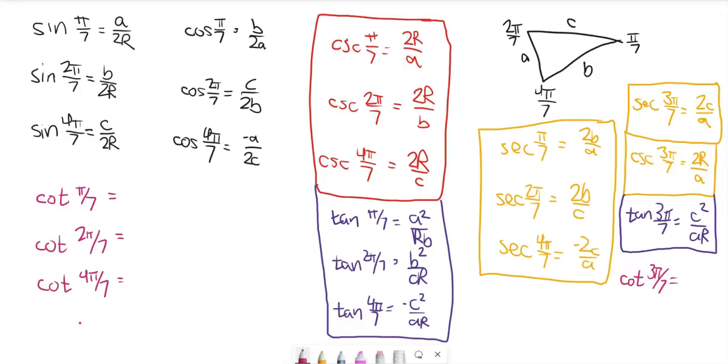The reason I bring 3 pi over 7 into it is that it is a key angle we have used in the regular heptagon, and it is an analog of 4 pi over 7. So it does play a role in the heptagonal triangle as well, but it's kind of hidden in the background. So let's finish off this portion of the video.